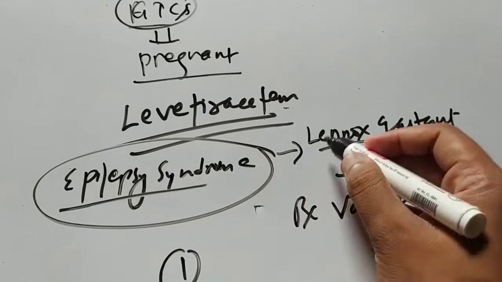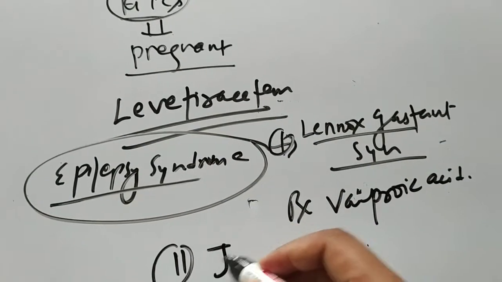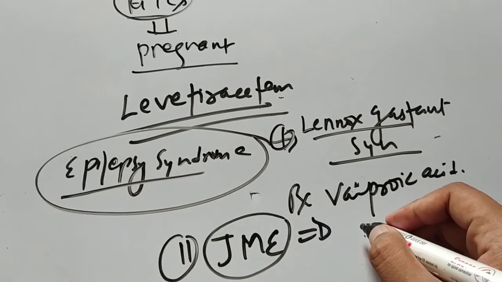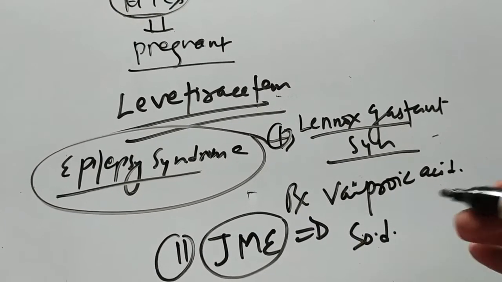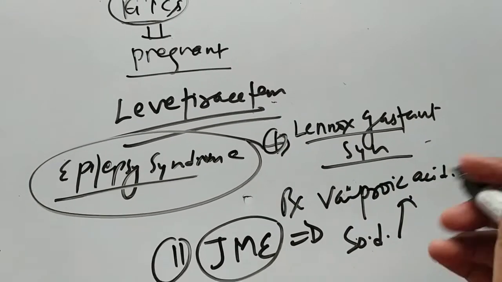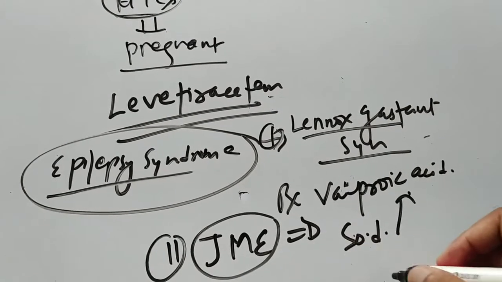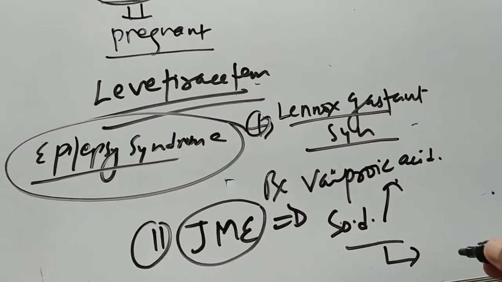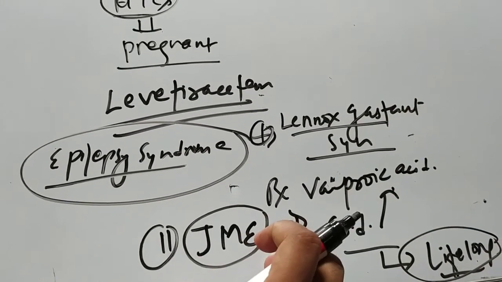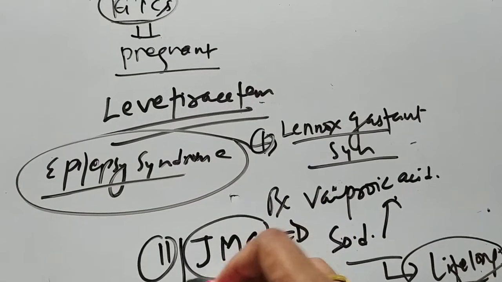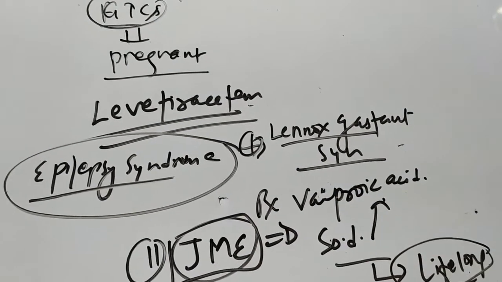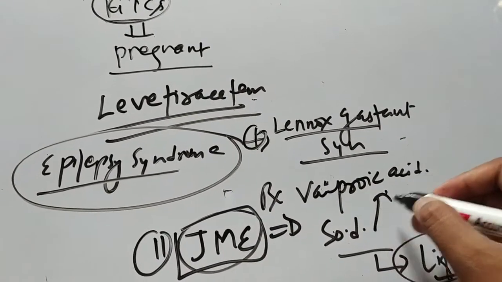The second syndrome is juvenile myoclonic epilepsy. In juvenile myoclonic epilepsy, the choice of drug is basically sodium valproate. So the same valproic acid is the choice of drug in both Lennox-Gastaut as well as juvenile myoclonic epilepsy. In juvenile myoclonic epilepsy, usually you should give sodium valproate lifelong, as the patient will have juvenile myoclonic epilepsy in childhood, but when they become adult, they can have generalized tonic-clonic seizure. So that's why the drug should be taken lifelong.